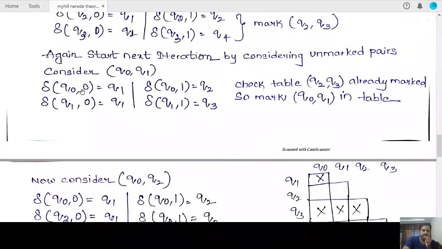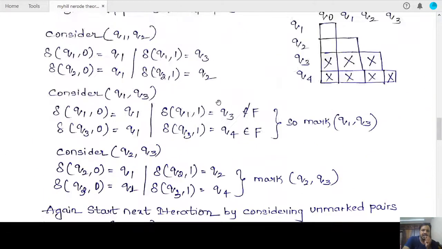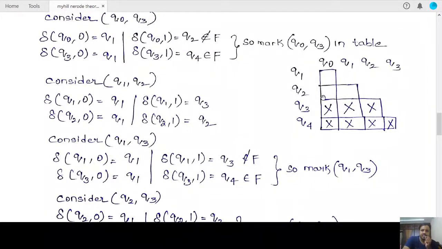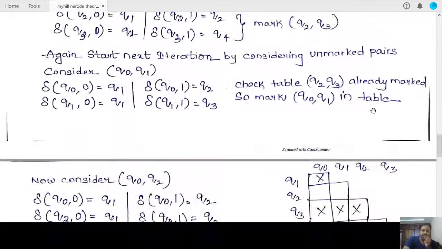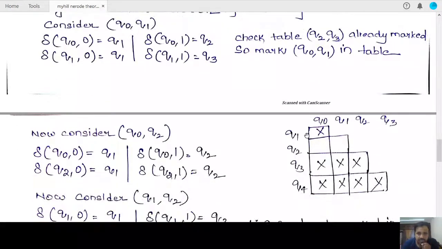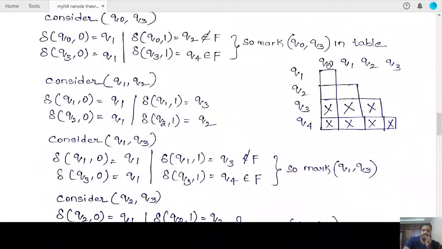Q0 on 0 is Q1, Q1 on 0 is Q1. We don't have a cell with the Q1 Q1 combination. So we are checking input 1: Q0 on 1 is Q2, Q1 on 1 is Q3. So check whether 2 3 is already marked. In this table 2 3 is marked. Yes, so Q3 row, Q2 column is already marked. Since it is already marked, we are marking Q0 Q1 in the table. This is the modified table where we marked the Q0 Q1 cell.